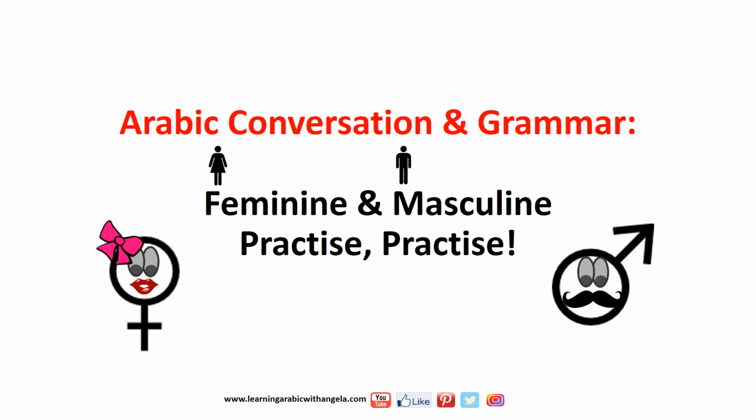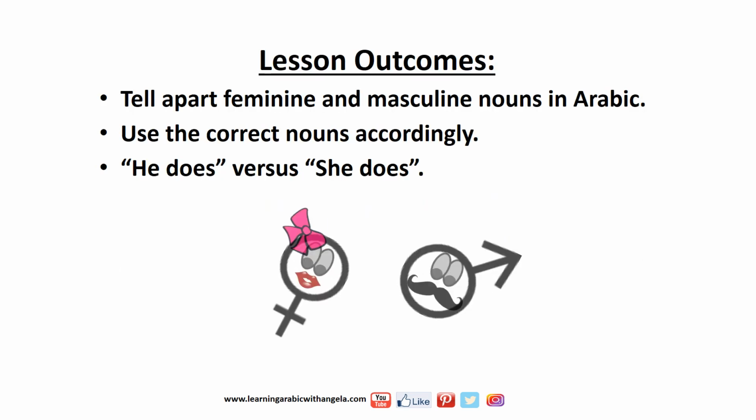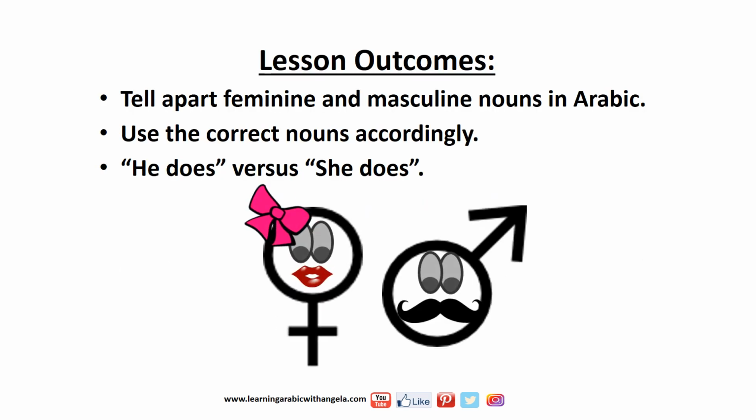In this lesson in Modern Standard Arabic, we will learn about feminine and masculine, and we will also practice at the end. By the end of this lesson, you'll be able to tell apart feminine and masculine nouns in Arabic. You'll also be able to use the correct nouns accordingly. And you'll be able to tell apart he does versus she does in a simple method.